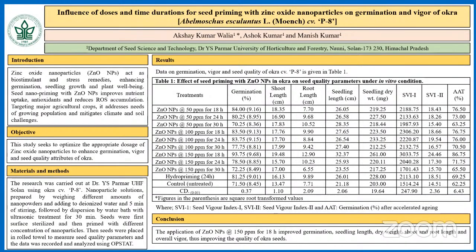We all know that okra is one of the most important crops in the country, which has an area of 3.1 lakh hectares and production of 64 lakh metric tons. Generally, okra shows reduced field emergence due to a hard seed coat, which hinders weed management, harvesting, and handling practices. Due to this, seed priming is one of the methods used to improve the germination of crops. Coupled with it, we use zinc oxide nanoparticles, which act as biostimulants and stress remedies, enhancing germination, seed growth, and plant well-being. Seed nanopriming with zinc oxide nanoparticles improves nutrient uptake, antioxidants, and reduces ROS accumulation.